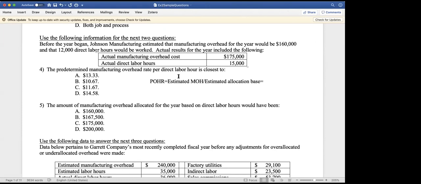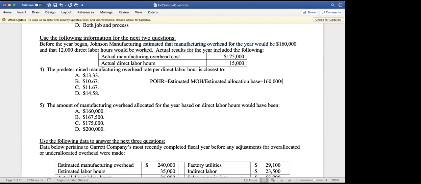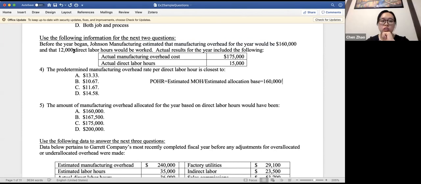It's 160,000, right? Correct. Estimated manufacturing overhead will be 160,000. And allocation base. Allocation base is a cost driver, and usually is direct labor hours, machine hours, right? And then this is 12,000 direct labor hours would be worked.